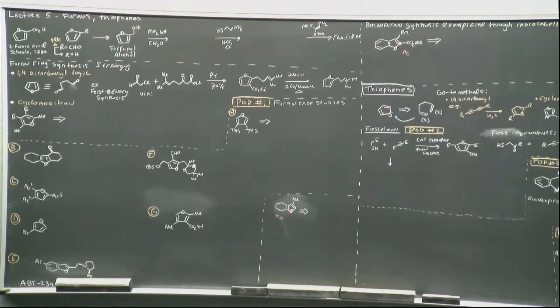Furan is a very old heterocycle. Can the folks in Florida hear me? Okay, morning, guys. So, it was isolated, the first one, back in the 1700s, which is actually, just to put it in perspective, Wöhler made urea in 1828 or so. And so this is very ancient chemistry.